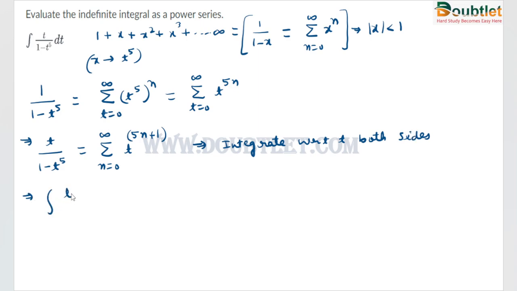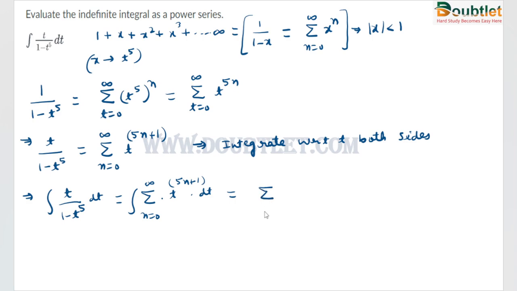So if we integrate, this term will become the integral of t divided by 1 minus t to the power 5 dt. So this is the main question. Now we have to integrate this summation series, the integral of t to the power 5n plus 1 dt. So this is a simple integration, linear integration. So the power will add in the numerator.